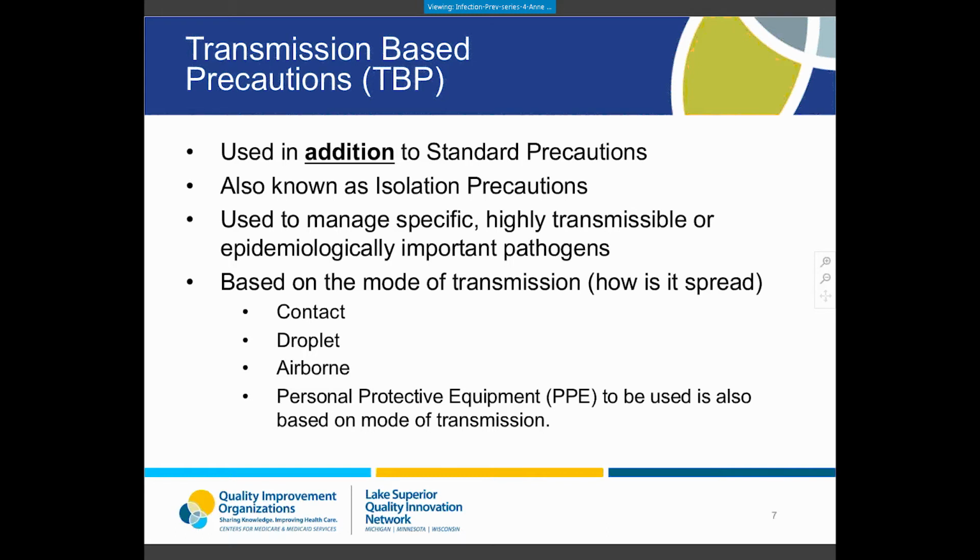So then, what are transmission-based precautions or isolation precautions? These are used in addition to standard precautions to manage specific pathogens that may be highly transmissible or important to monitor. Transmission-based precautions, or TBP, are based on the mode of transmission of the organism, whether it is spread through contact, respiratory secretions, or in the air. This will also determine the type of personal protective equipment, or PPE, that should be used. We will review each type of precautions and the PPE indicated in the following slides.